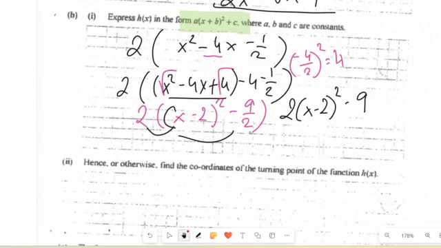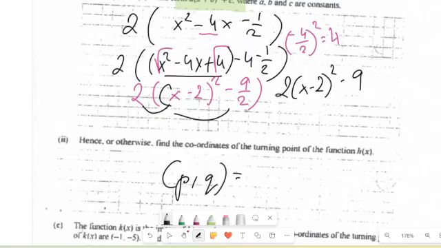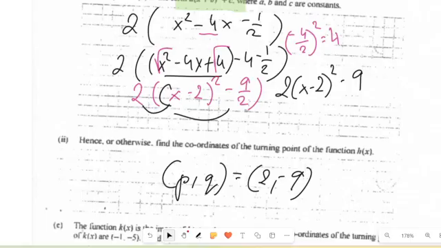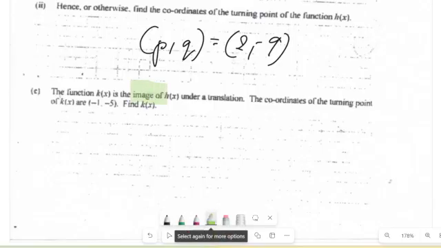Okay, so now hence or otherwise find the coordinates of your turning point. So they ask again for the p and q, and that will be 2 and minus 9. And then for the next part, c, the function k of x is the image of h of x under the translation. The coordinates of the turning point of k of x are minus 1 and minus 5. Find the equation of k of x.